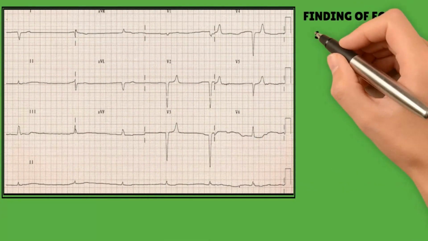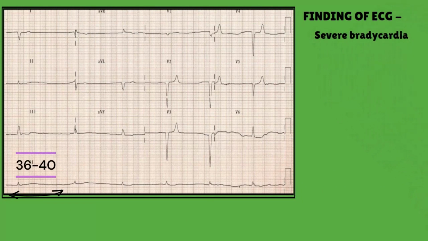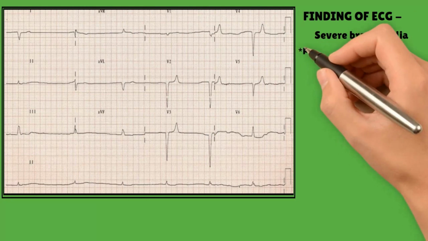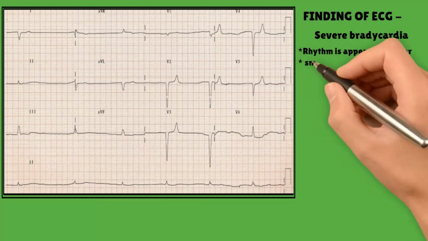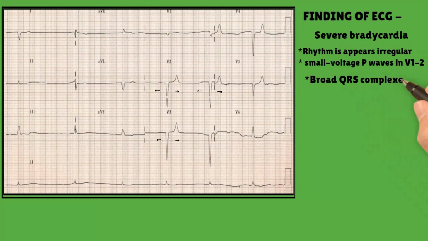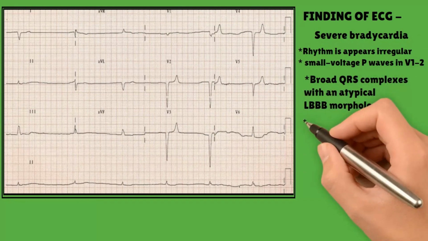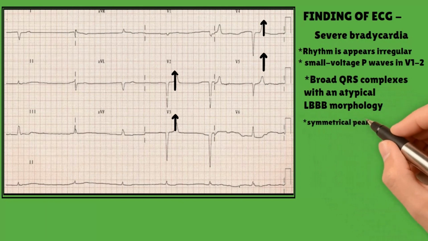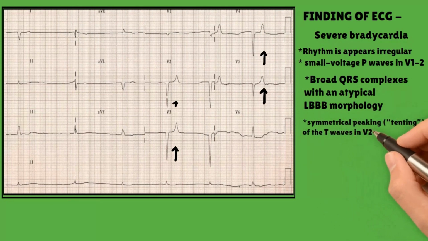If we analyze the ECG, there is severe bradycardia. It's around 36 to 40 beats per minute and the rhythm appears irregular, and very small voltage P waves can be seen in V2 and V1. There is a broad QRS complex with an atypical left bundle branch block morphology. There is symmetrical peaking, or tenting, of the T wave in V2 to V5 leads.